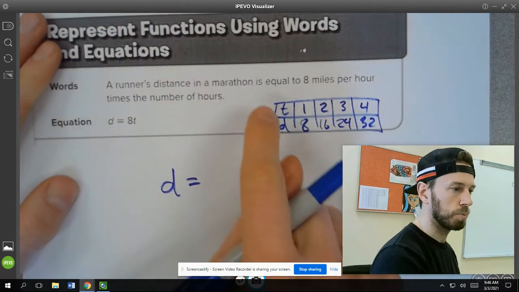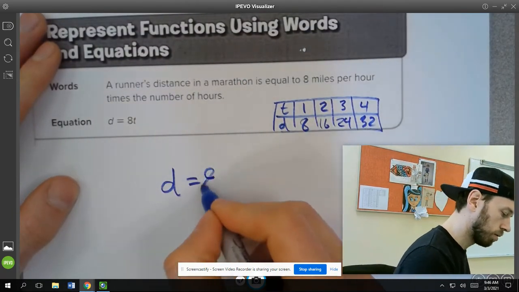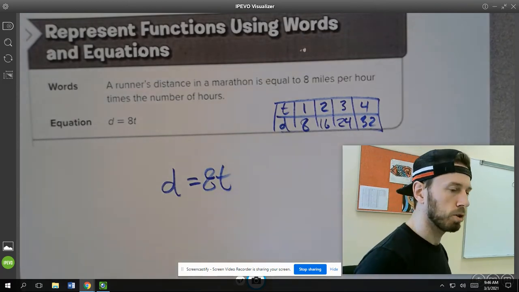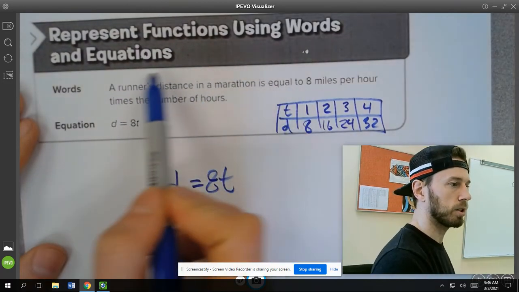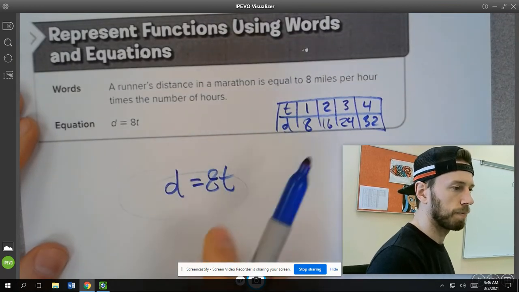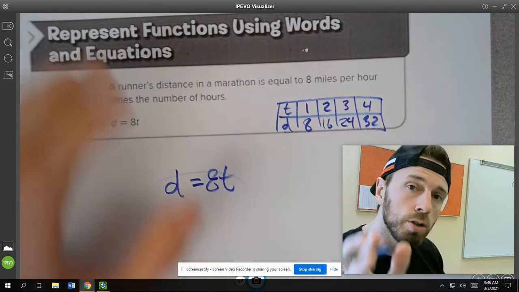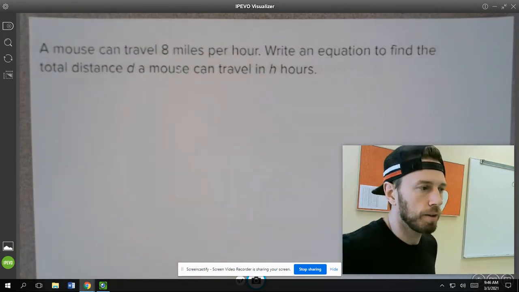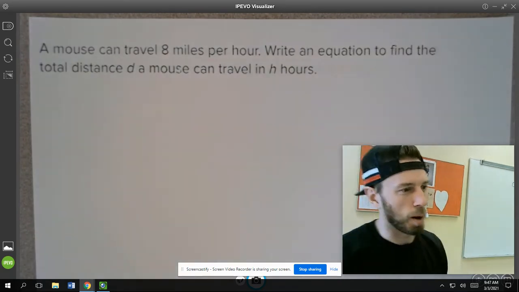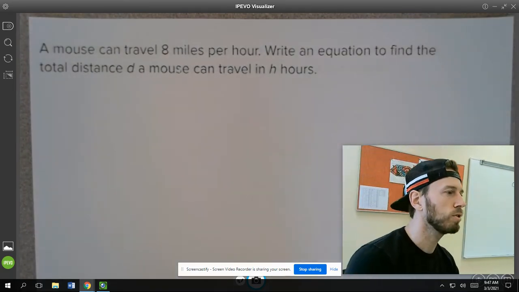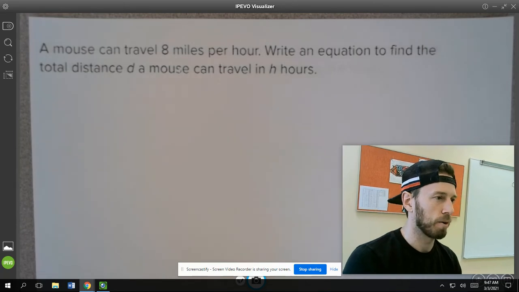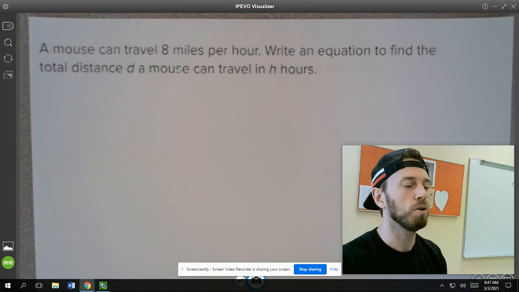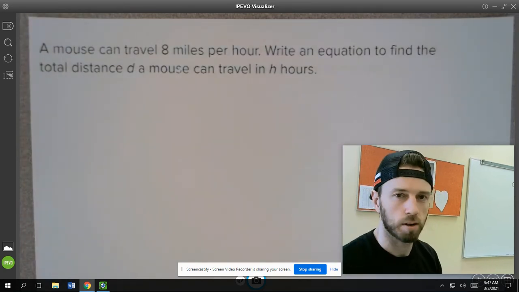So our equation then would just be the distance is equal to 8 times the number of hours, t, which represents the hours there. Our job is to see if we can go from just the words here to this right here without necessarily having to use a table. And you could use a table if you want to. But go ahead, pause the video here, and see if you can write the equation for this problem. A mouse can travel 8 miles per hour. Write an equation to find the total distance a mouse can travel in h hours, however many hours it goes.